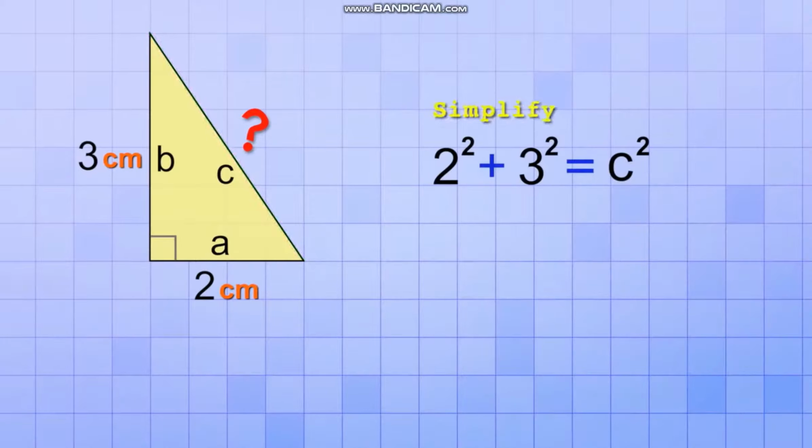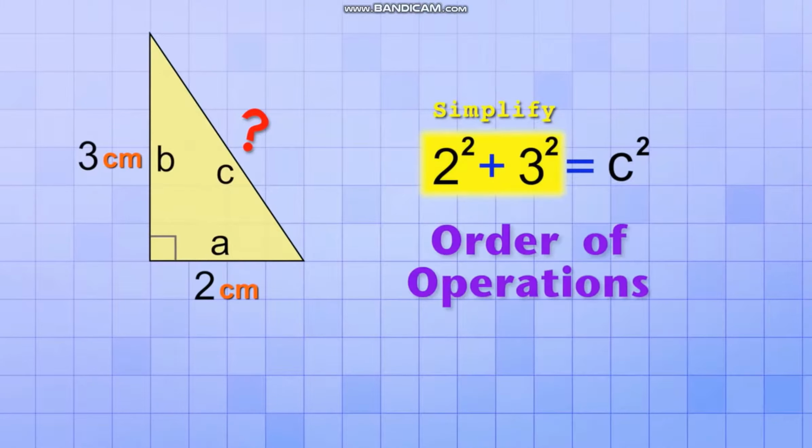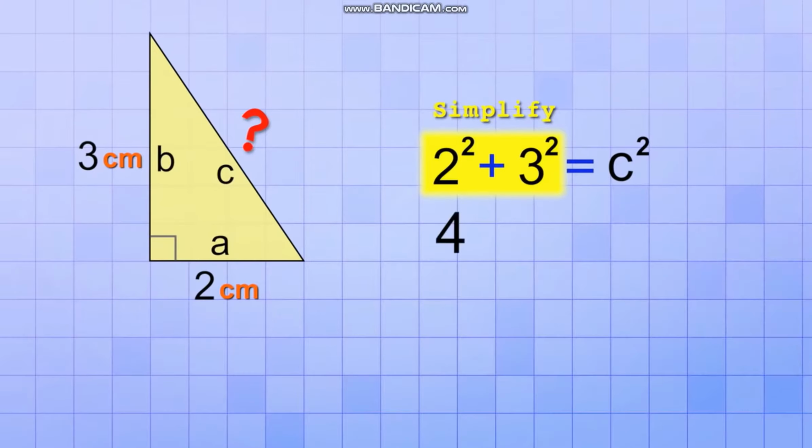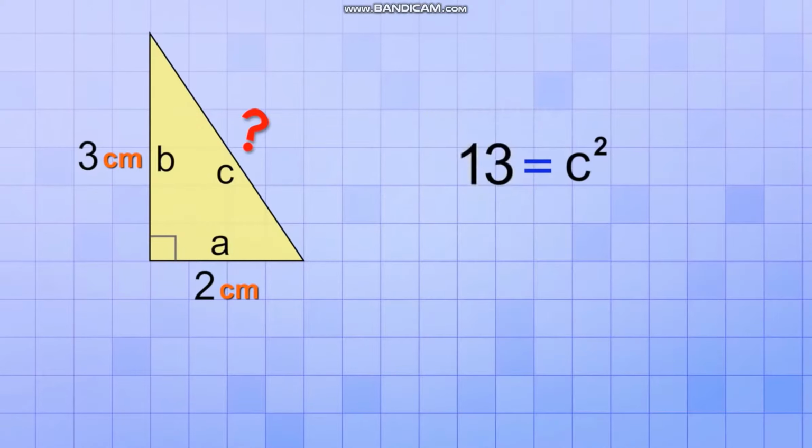First, we need to simplify the left side of the equation since it contains the known numbers. And according to the order of operations, we need to simplify the exponents first. 2 squared is 4, and 3 squared is 9. Then, we add those results, 4 plus 9 equals 13. And we have the equation 13 equals c squared, which is the same as c squared equals 13.